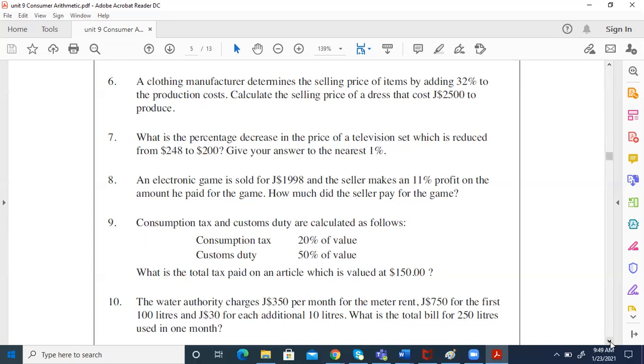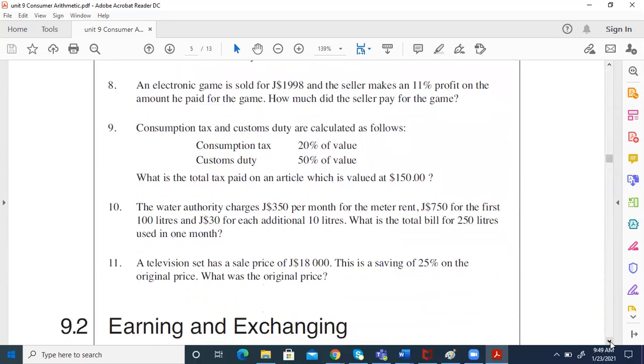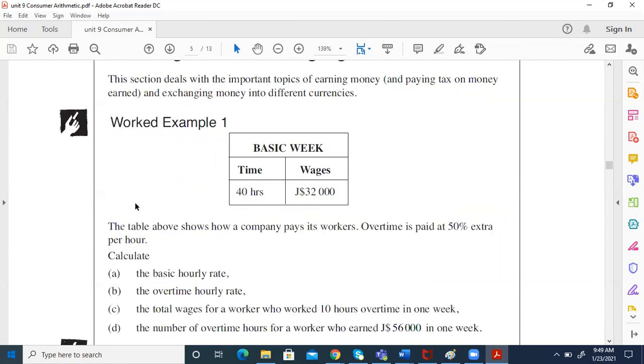All right, what about this one about the water? Water Authority charges $350 per month for the metering, $750 for the first 100 liters, $30 for each additional 10 liters. What is the total bill for 250 liters used in 1 month? We didn't work that one yet, sir. There was another one like it that we did first.